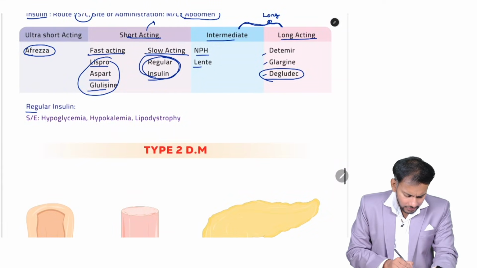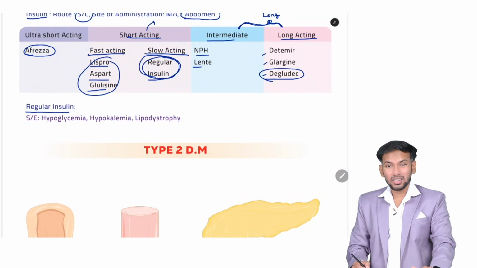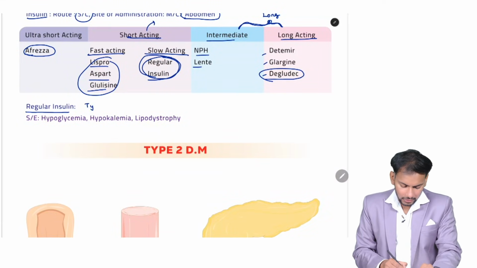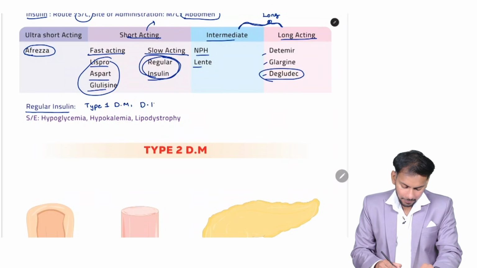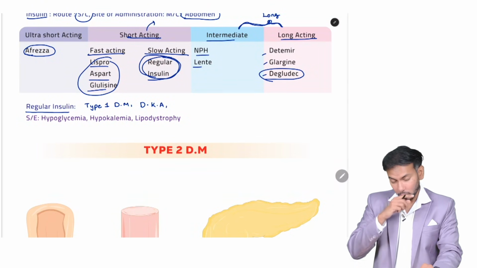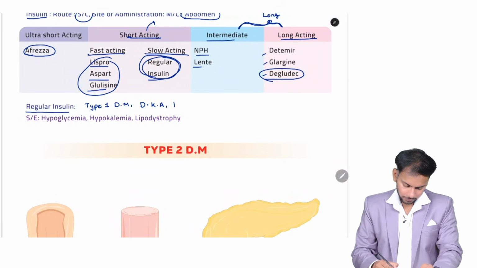Got it? Where is this regular insulin used? This regular insulin is generally used in type 1 diabetes mellitus. Yes, and it is also used in diabetic ketoacidosis. It can also be used in pregnancies.